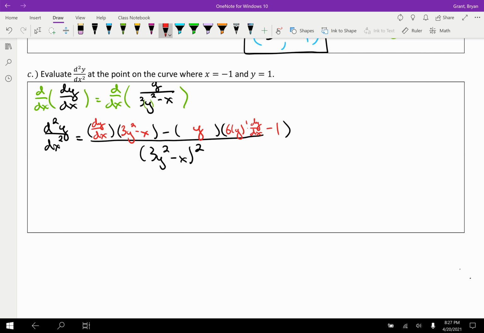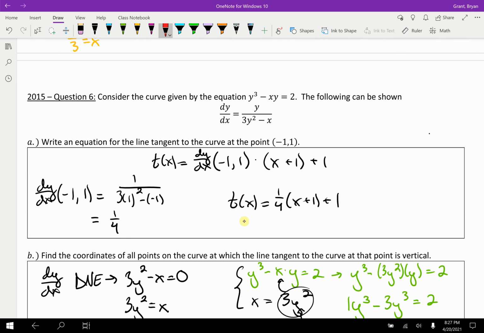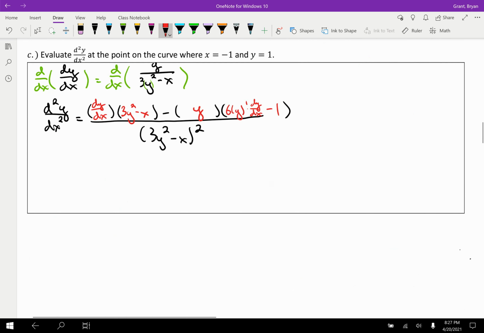I think now we have to evaluate this where x is negative 1 and y is positive 1. Let's see if we've gotten any help earlier on. Oh look, negative 1 and positive 1. Didn't we evaluate the derivative at that and find that it was 1/4? Well, when we do d squared y over dx squared evaluated at negative 1 comma 1, look how fast the answer is going to be. The first part is the derivative evaluated there, which we just saw was 1/4.